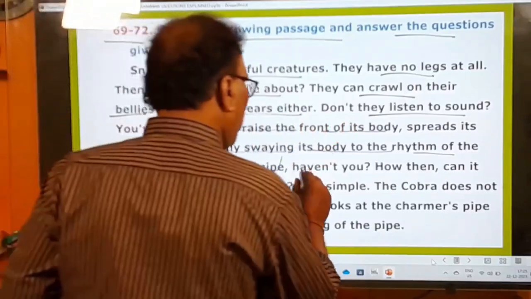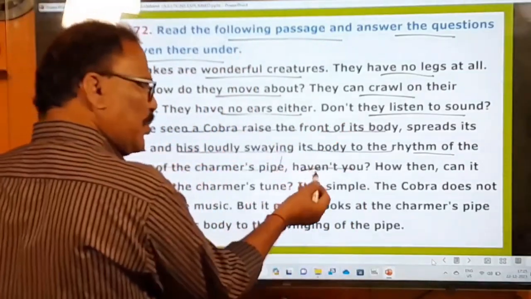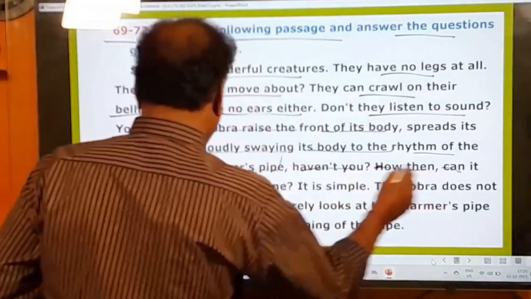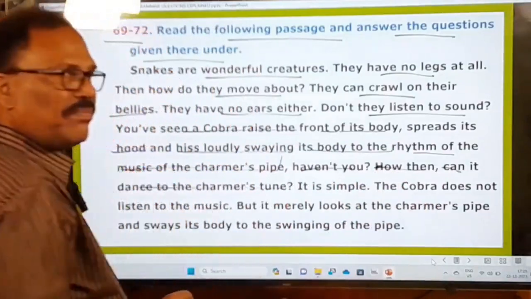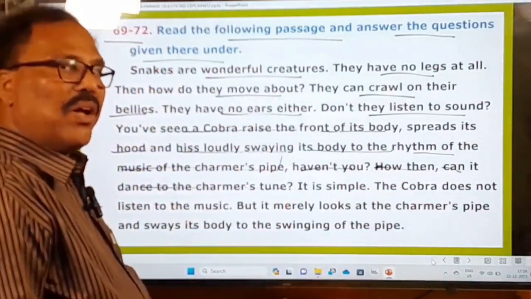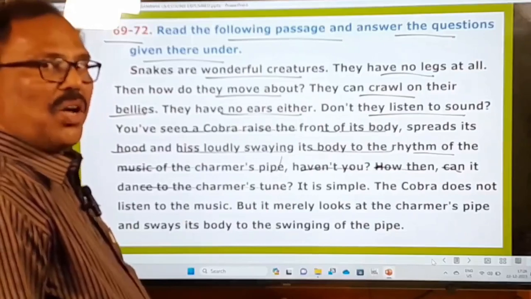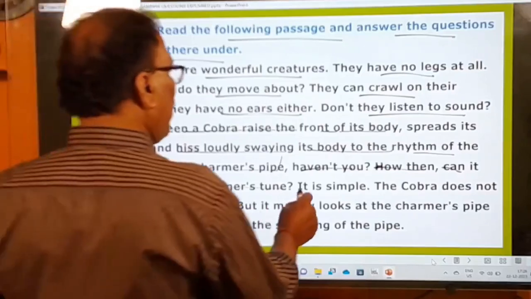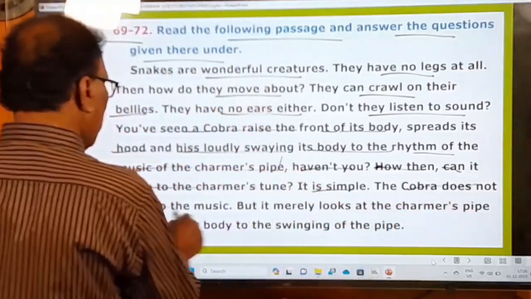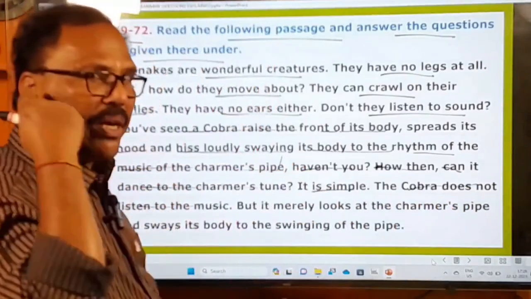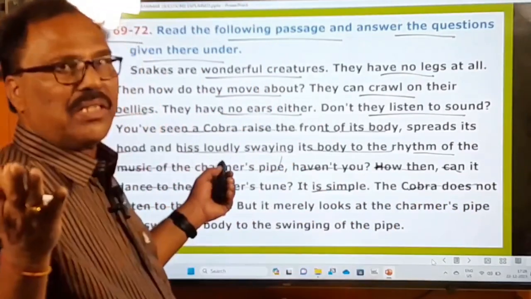Haven't you seen such things? He is asking you. How then can it dance to the charmer's tune? Do you think it is enjoying the music played by this snake charmer? No, it is simple. The cobra does not listen to the music. In fact, the cobra does not have ears. It cannot hear any sounds. But what is that?